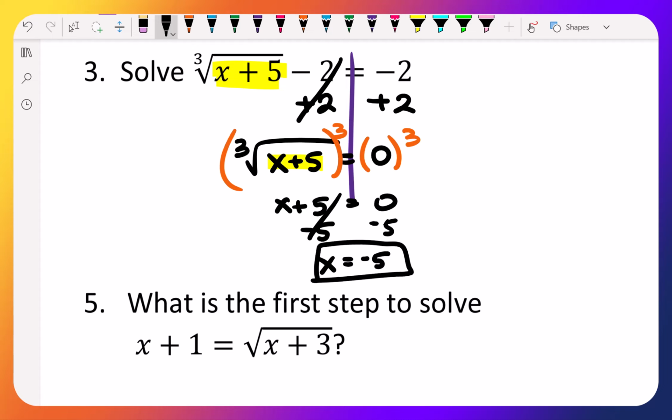You don't need to check any cube root equation unless you want to just check it for accuracy. There are no false or extraneous solutions here.